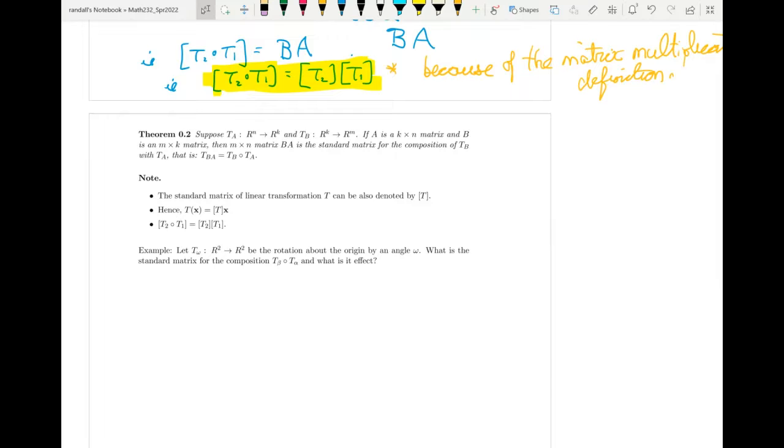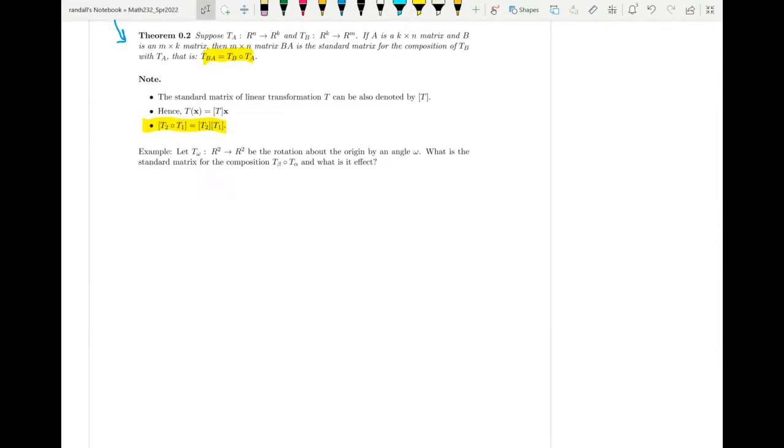Okay, so let's move on. That's the theorem, I believe. Let me just see where I am. Yes. Good, so that's this one right here. So we've established that, and that's the formula I mentioned. This is an example just to verify that idea. T omega is a rotation about the origin. So this is an R2 rotation, a linear transformation, so this is a good example for you to think about.